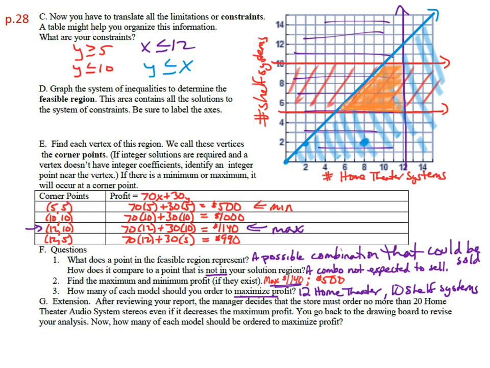Alright, so now on your own, I want you to try the extension. Go back and see what would happen if we switched it so that you ordered no more than 20 home theater systems, even if it decreases the maximum profit. Alright, so the scenario changed a little bit. You need to go back to the drawing board, revise your analysis, and figure out how many of each model should be ordered to maximize profit if you're saying no more than 20 of the home theater systems. So try that one on your own, check your answers on Blackboard, then don't forget to do your homework.